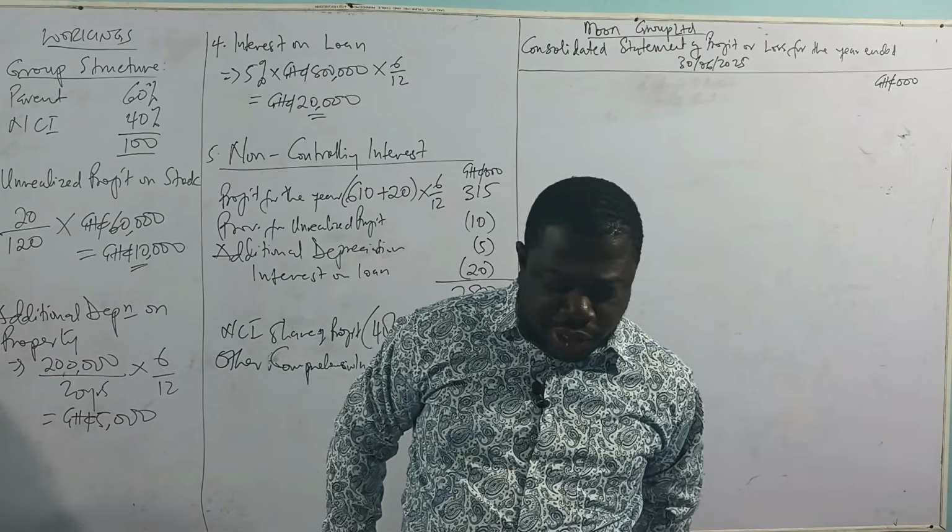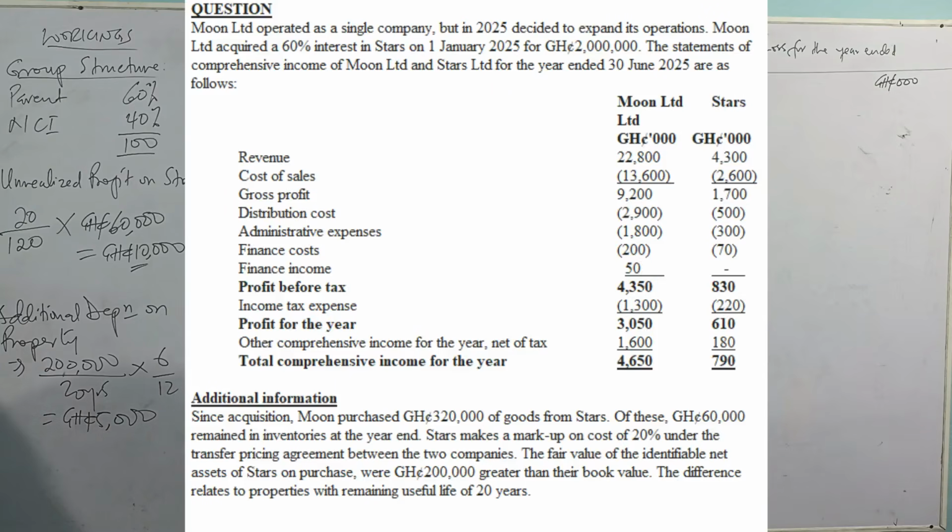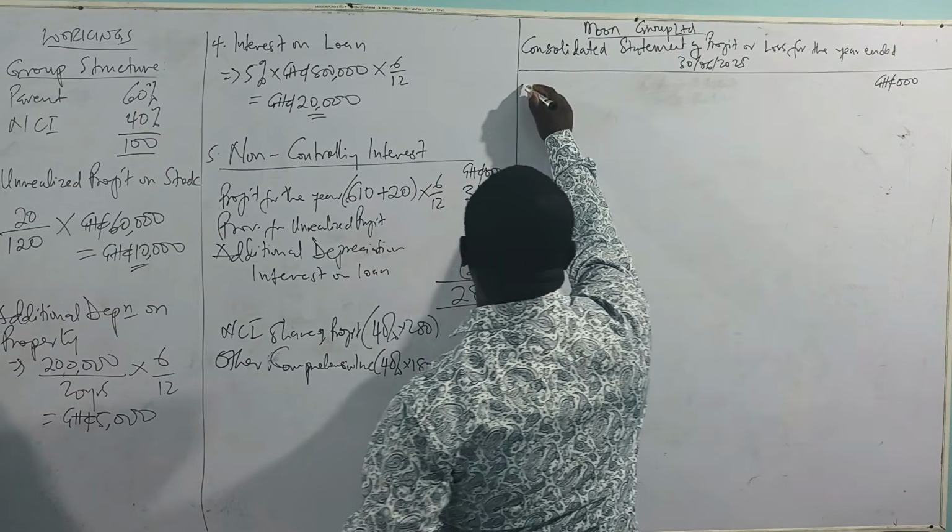Now let's go to the question. Revenue. We are consolidating revenue. Remember that the intra-group sales itself was 320,000 Ghana cedis in the question. So we'll take it out in consolidating, and then we'll add back the unrealized profit to the cost of sales. So revenue.